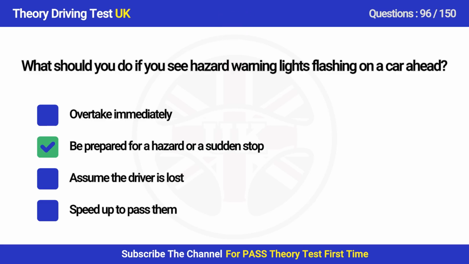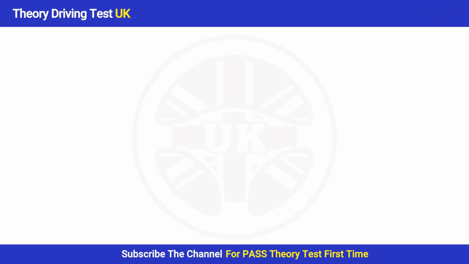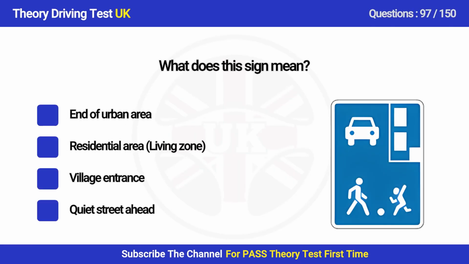Answer is B. Be prepared for a hazard or a sudden stop. Hazard warning lights indicate a stationary obstruction, a breakdown, or a warning of a hazard ahead, e.g., sudden braking or a queue of traffic. Be prepared to slow down or stop safely. Question 97. What does this sign mean?